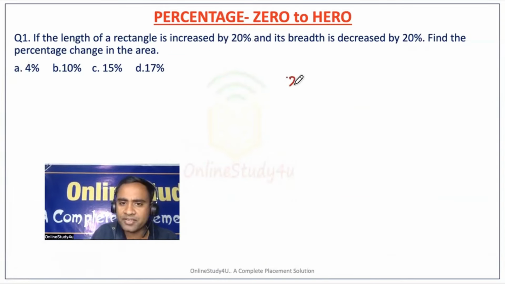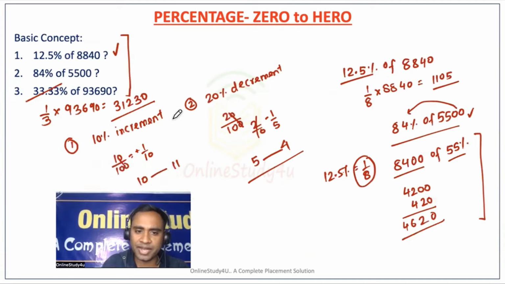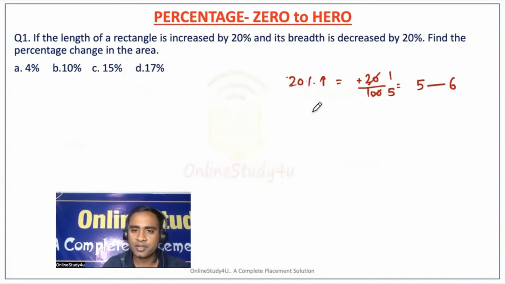Friends, 20% increment. Just some time back I told you, it is 20 by 100, and 20 by 100 means 1 by 5. 20% increment means from 5 it will become plus 1, that means 6. See, that is the same thing I told you here. Then in length and breadth, they are telling 20% decrement.